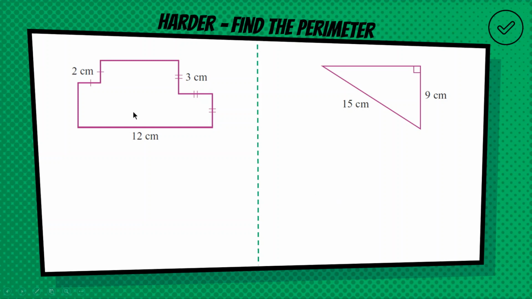All right, so for this first one, which we call a composite shape, the only trick to this question is that I've left a couple of the sides blank. I haven't told you what the lengths are. But you can figure these lengths out very quickly with a bit of logic.